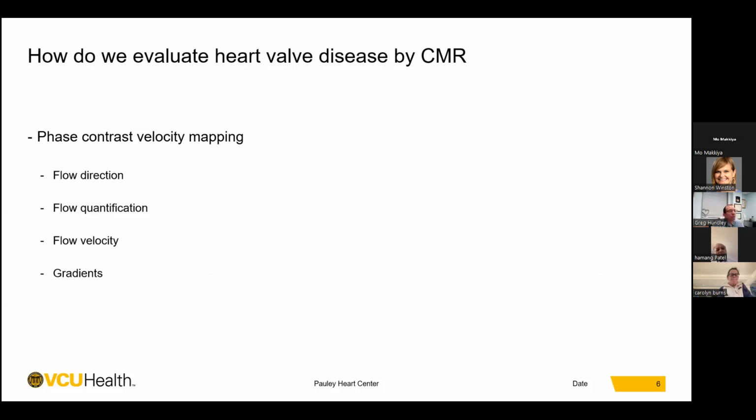Phase contrast velocity mapping is one of the main tools, or gold standards, that we use in evaluating valve disease. It's an important tool that helps us assess the flow direction. We can also quantify the flow. We can measure the flow velocity, and by measuring the flow velocity, we can evaluate gradients.